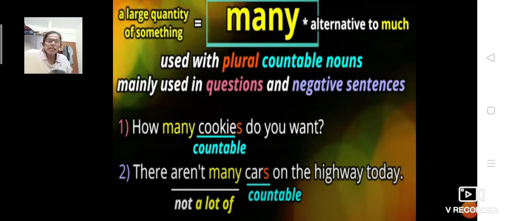So, how many cookies do you want? It's a question. Cookies we can count. There aren't many cars on the highway today. I don't have many biscuits in my packet, I can say, right? So, not a lot of, in that way. So we use it for negative sentences as well as in the question form.